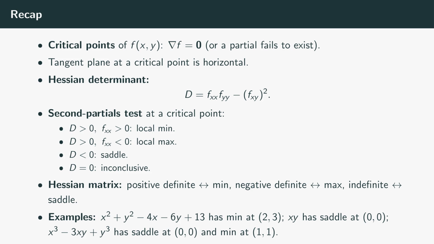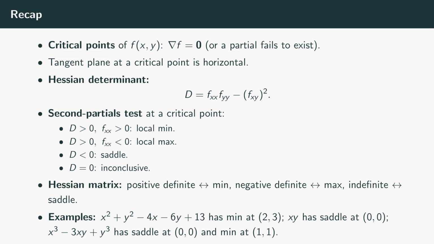If capital D is greater than 0 and f sub xx is greater than 0, it's a local minimum, bowl opening up. If capital D is greater than 0 and f sub xx is less than 0, it's a local maximum, bowl opening down. If capital D is less than 0, it's a saddle, one direction up, another down. If capital D equals 0, the test is inconclusive and you need finer tools.